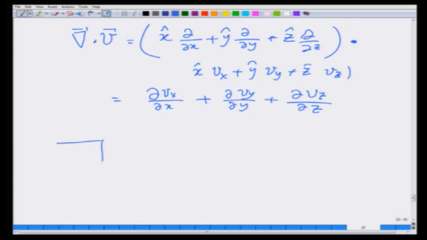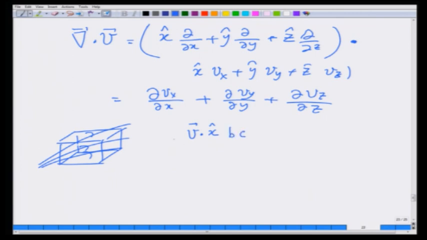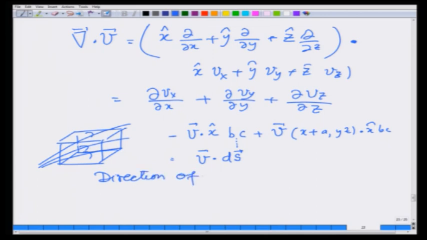So, what we have found is that if I take a small box of very small volume and talk about this fluid flow through this, then the net flow, which now I am going to write as V dot x, and we had written, remember, B c plus V at x plus a y z dot x b c, and other components is actually nothing but V dot d small area, where the direction of area is equal to pointing out of the volume.